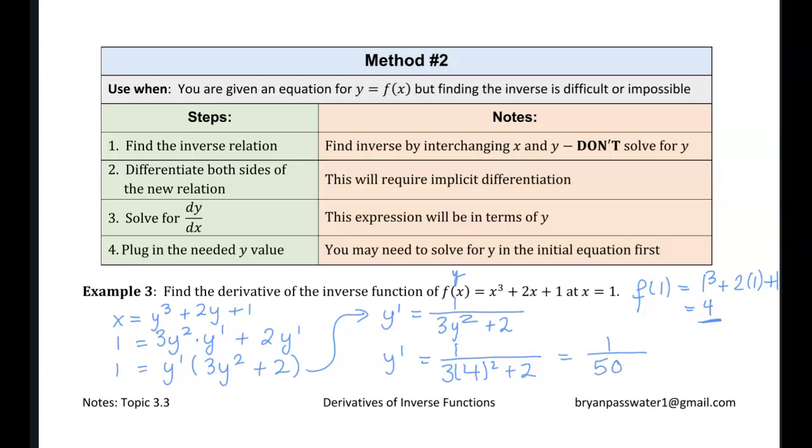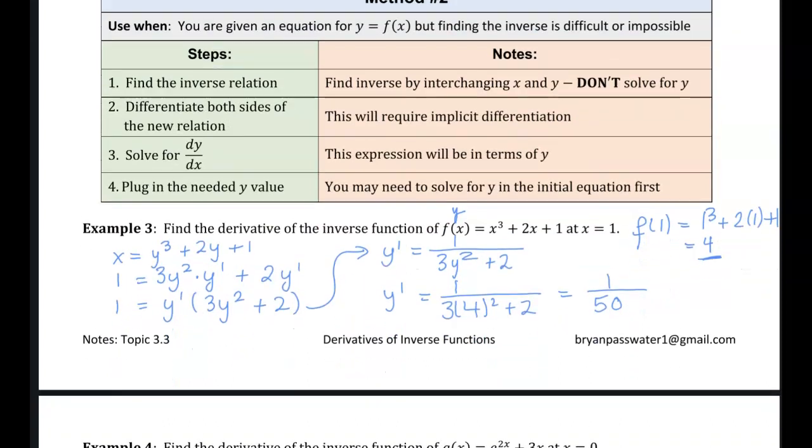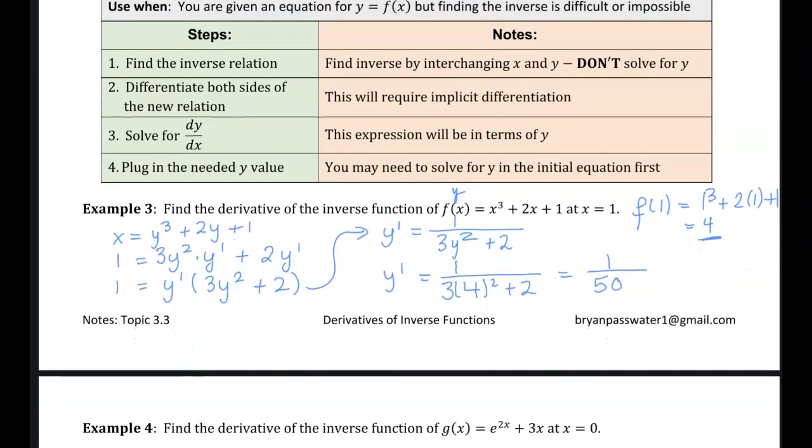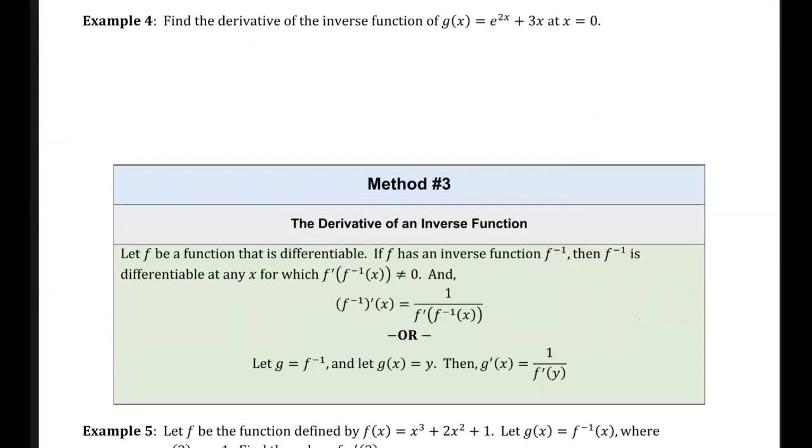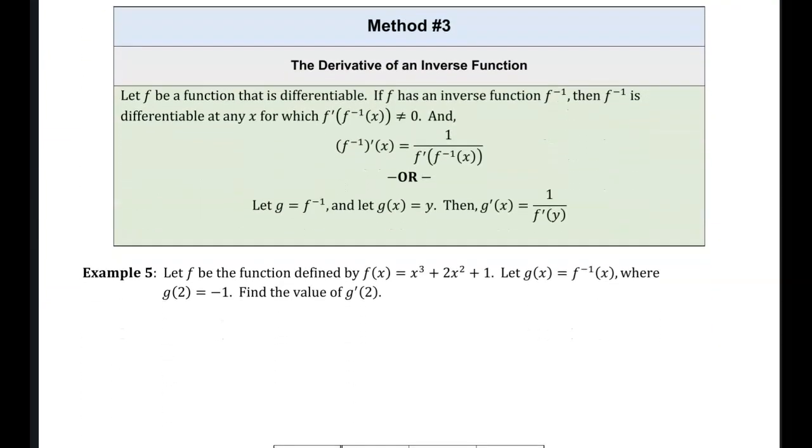Again, what we had to do is plug in our x value of the inverse or y value of the original function. This time, since we had the x value of the original function given, we plugged that in order to get the y value. So method 3 is a little different because this is our shortcut.